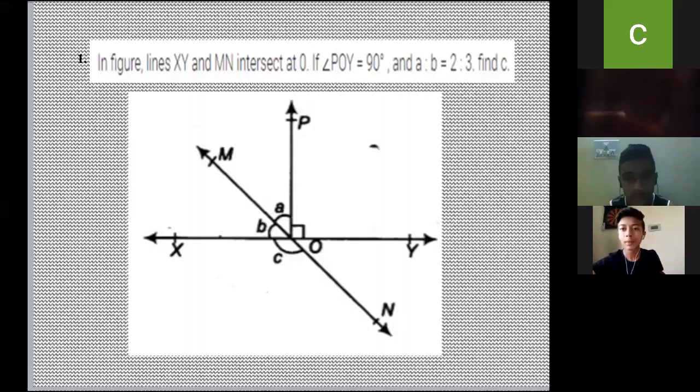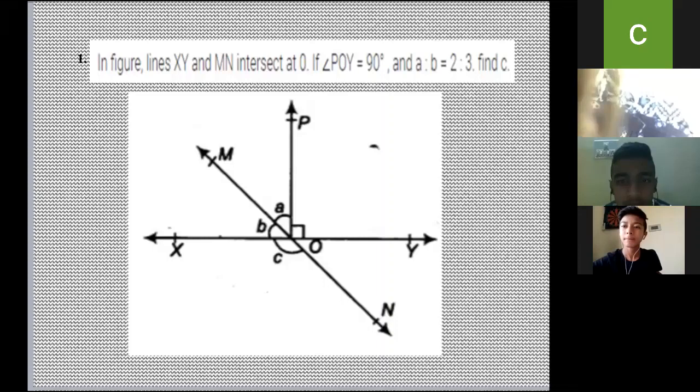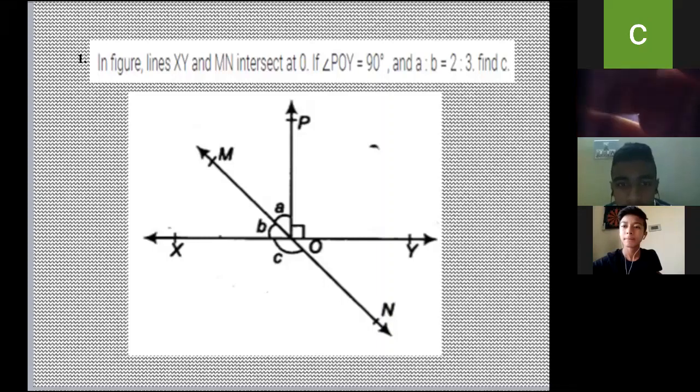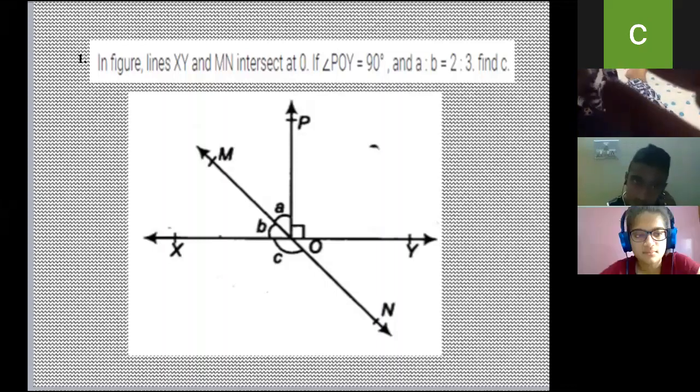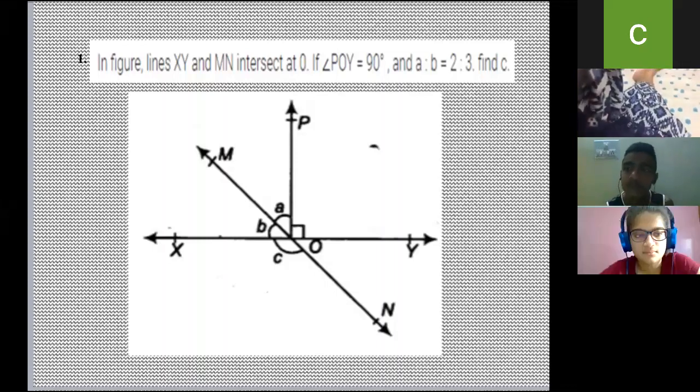So that axiom is called the linear pair axiom. Now, let us solve this problem, children. Can you see the question on the device, children? On the book? Yes, ma'am.